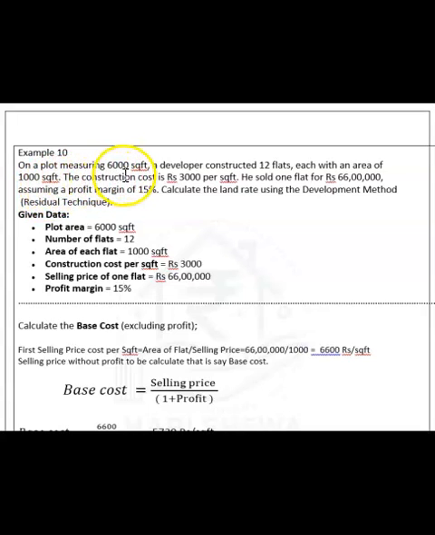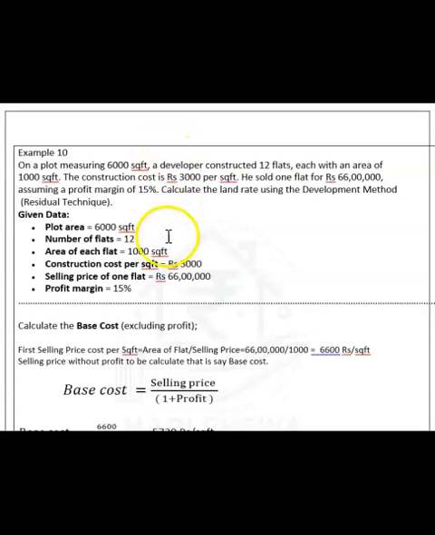On a plot measuring 6,000 square feet, a developer constructed 12 flats, each flat with an area of 1,000 square feet. The construction cost is rupees 3,000 per square feet. He sold one flat for rupees 66 lakhs, assuming a profit margin of 15%. Calculate the land rate using the development method, that is residue technique.